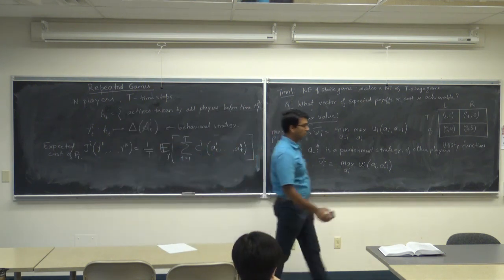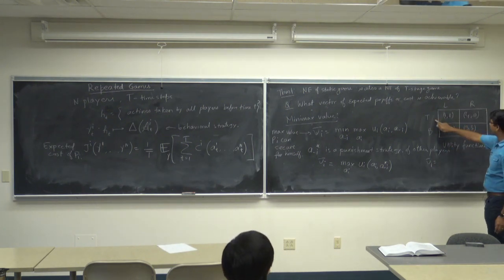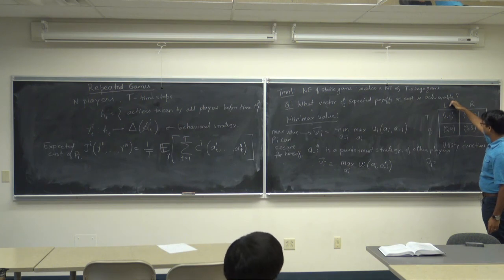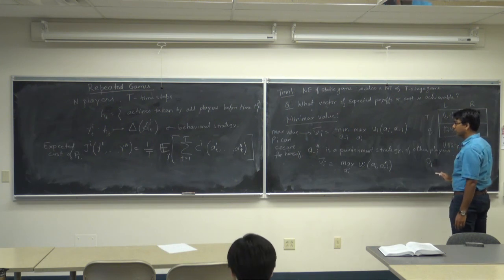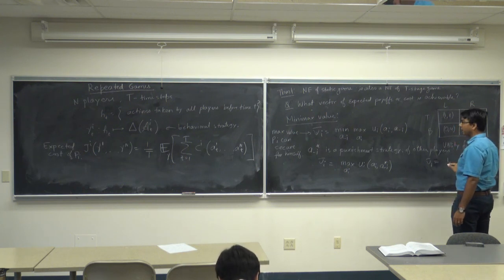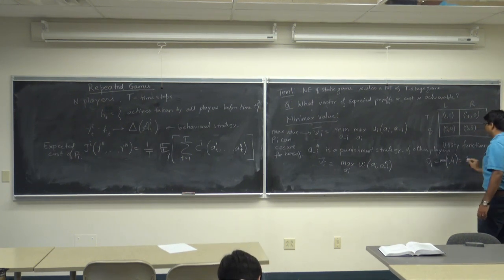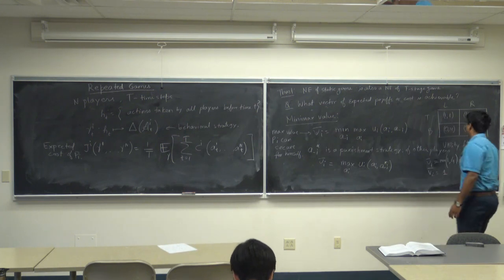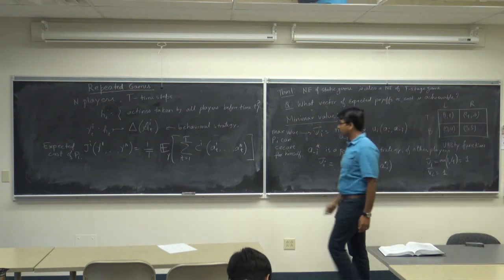So let's see for this game, what is my v̄_1? There are only two players, so this is player 1. If player 2 acts according to L, he can only secure 1. If player 2 picks R, then it is 4. So the min of 1 and 4 equals 1. That's the value that player 1 can secure for himself. Same thing for player 2, v̄_2 is also equal to 1. So 1 is the maximum value that player 2 can secure for himself.